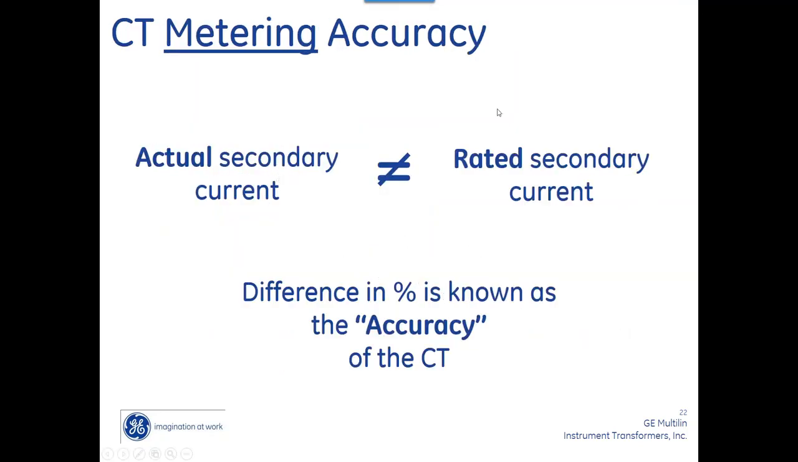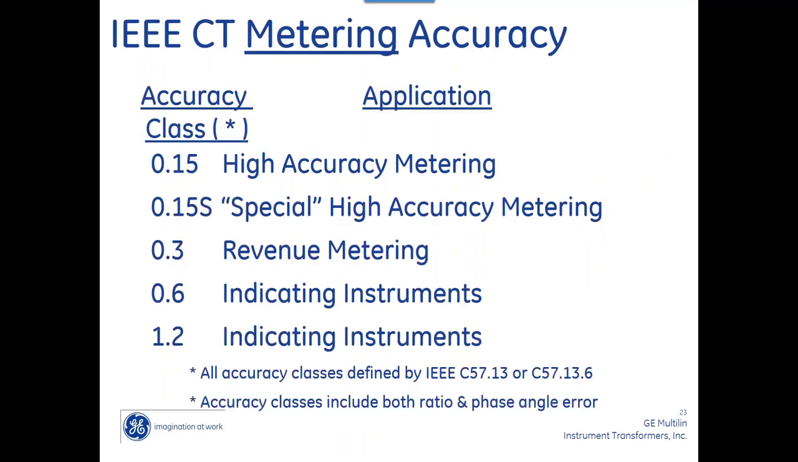Secondary current is not rated secondary current. The difference is known as the accuracy. So even though we put 5 amps in the CT primary, we're not going to get exactly that out of the secondary. If we get into revenue grade stuff, you need a more accurate CT. For the metering, a lot of us do, and it's just not as critical. And you pay more for a more accurate CT. So here's the different classes.